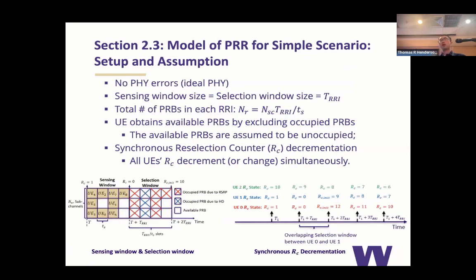Since we focus on pure MAC analysis, we assume there are no fading errors, and the sensing window size is equal to the selection window size, which is equal to the duration of an RI. As for the number of PRBs in each RI, there are NSC subcarriers, and since an RI has TRI divided by TS slots, where TS is the slot duration and TRI is the duration of the RI, the total number of PRBs in each RI will be NSC times TRI over TS.